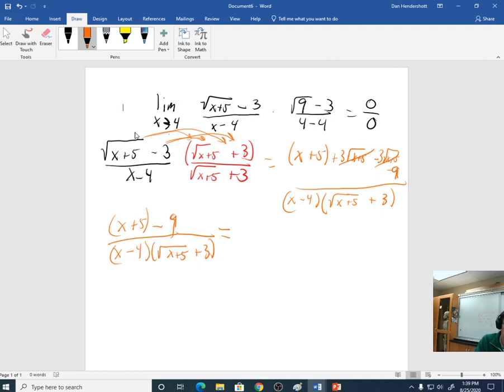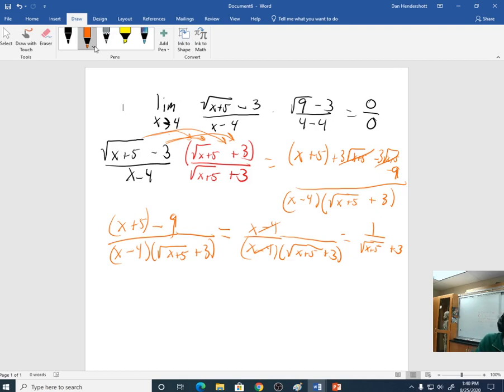What's x plus 5 then minus 9? Well, that's x minus 4. X minus 4 in parentheses times the square root of x plus 5 plus 3. And guess what? Now that's not a 0. Once you cancel that out, that's a 1 up there. So you're left with 1 over the square root of x plus 5 plus 3.